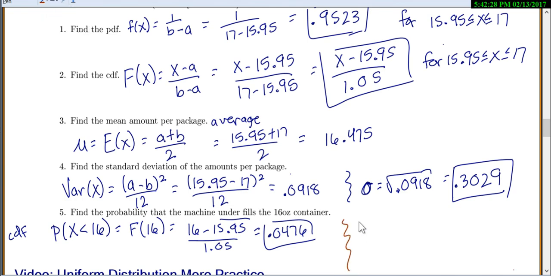If you did want to use the PDF, the probability that x is less than 16, you would just integrate, and you would integrate up to 16. Where would you start? What would be the bottom though? It didn't give us a bottom, but we can't go any lower than 15.95, so you put that as your bottom. And you just integrate little f of x, dx, etc. until you get to the same answer.